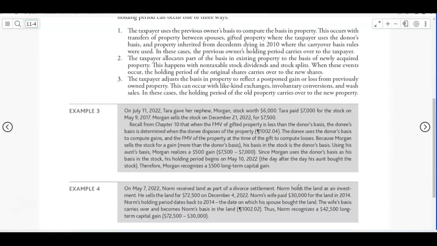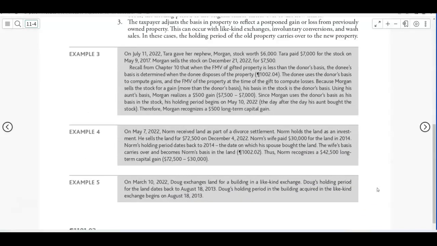So let's look at maybe that one. On March 10 of 2022, DOT exchanged land for a building in a like-kind exchange. DOT's holding period for the land dates back to August 18 of 2013. DOT's holding period in the building acquired in the like-kind exchange begins on August 18 of 2013. So the holding period for the new property will be the same as the old property. Make sense? That's a tricky, important part.